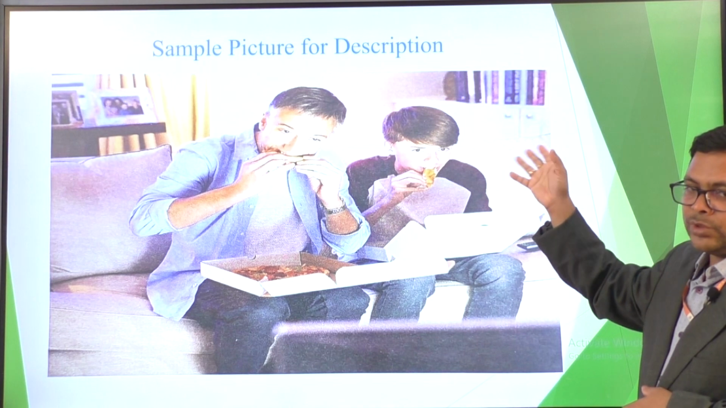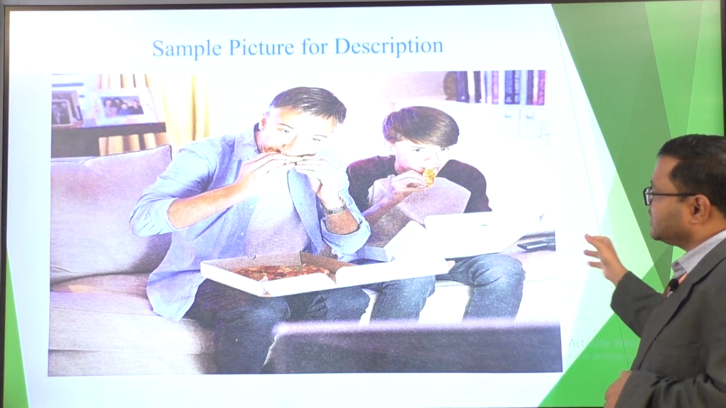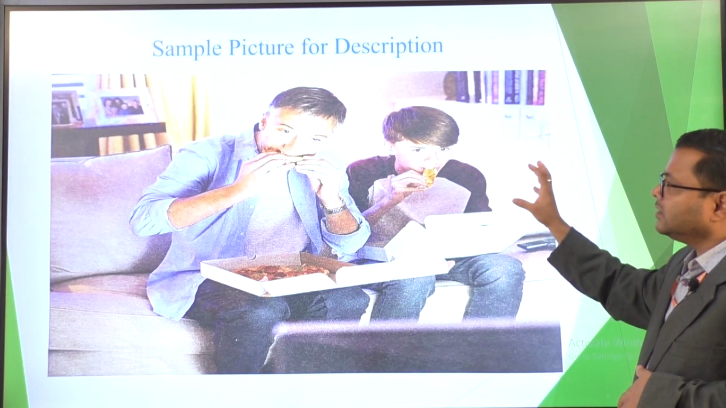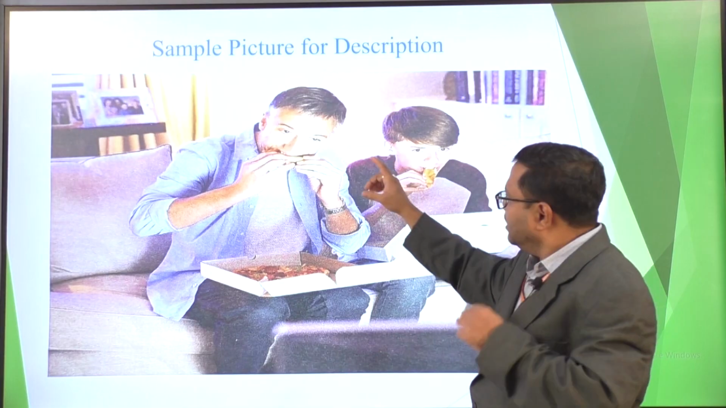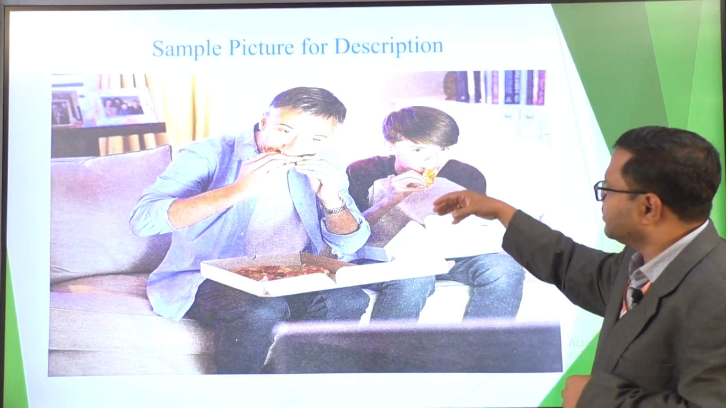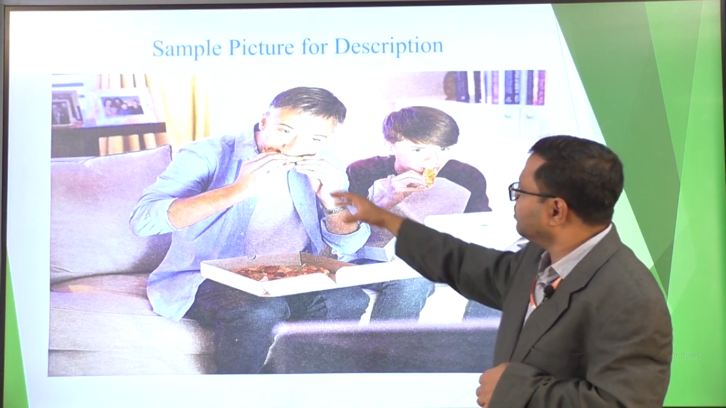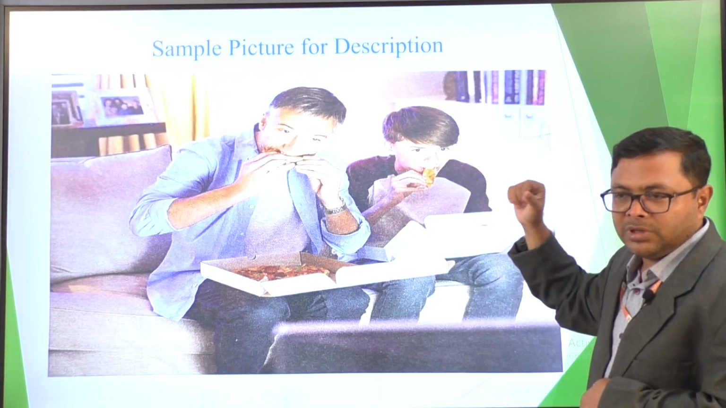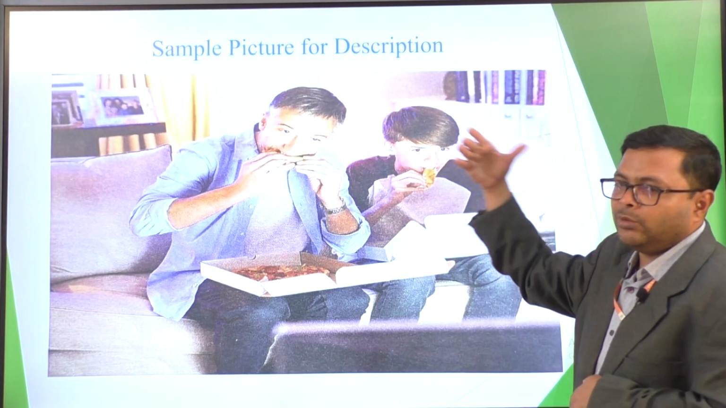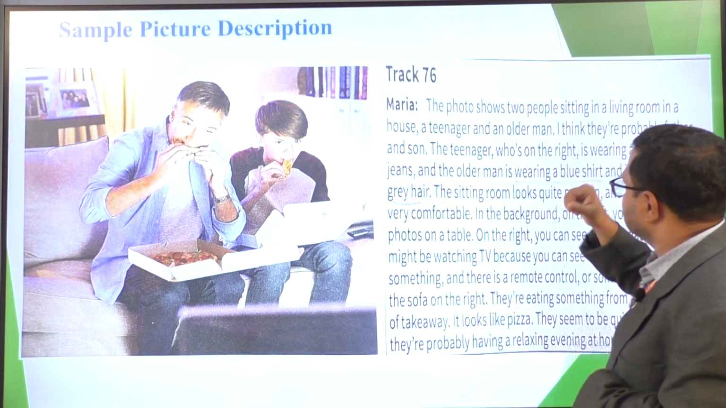In the background also you can see some things. So, this one is also another example. These types of pictures you will get. You have to describe the pictures: who are the people, how many people are there, what are the dresses they are wearing, what would be the probable relationship between these people, and then only you can talk about the background. Let us see what the description is.